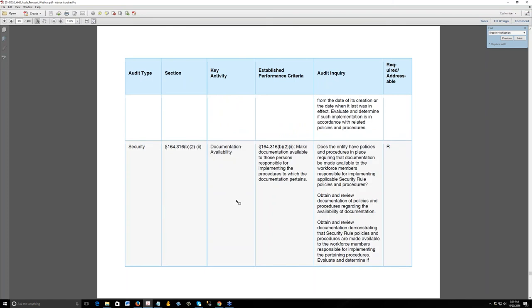I would like to delve more into the security rule around the technical safeguards, as there seems to be a lot of repetition, especially around encryption and audit controls.